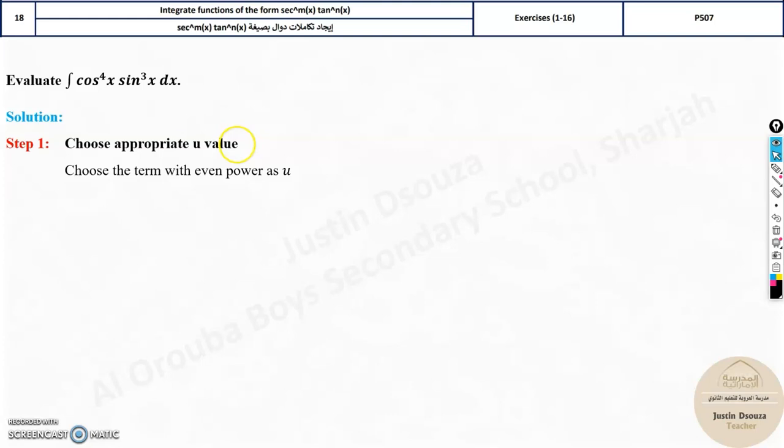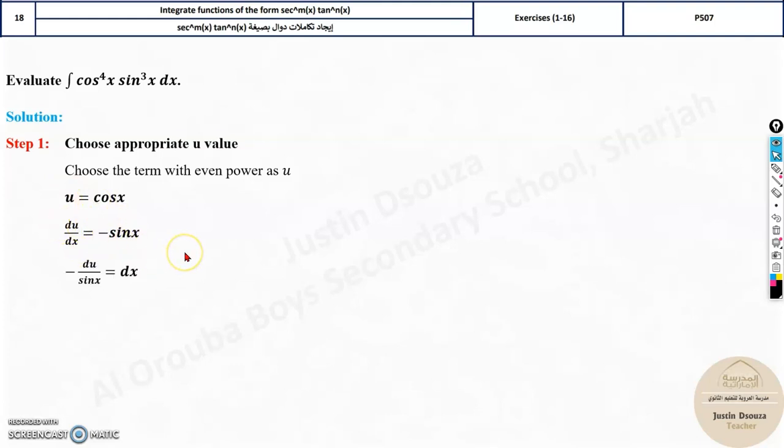So as you practice more problems, you will get a hang of it. Now over here, u is taken as cos. You don't take the power, you just take this. And then what happens? du by dx is minus sine. What you do is you derive this. Remember, the derivative of any co- function like cosine, cotangent, everything is negative. You add this negative sign over here.